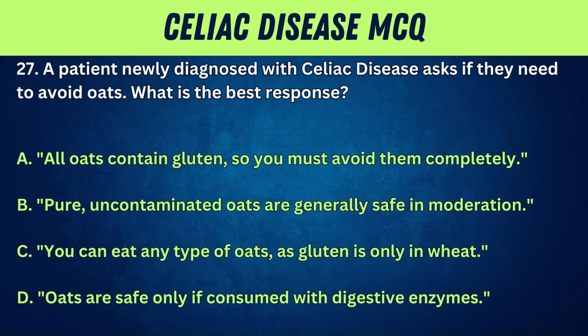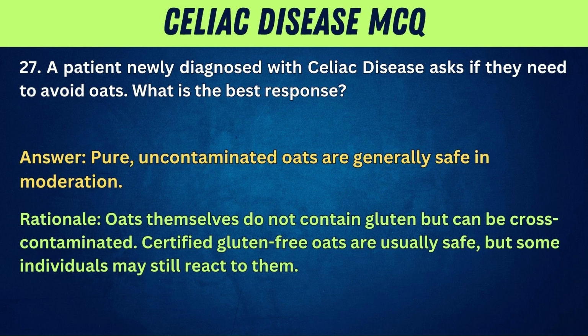27. A patient newly diagnosed with celiac disease asks if they need to avoid oats. What is the best response? A. All oats contain gluten, so you must avoid them completely. B. Pure, uncontaminated oats are generally safe in moderation. C. You can eat any type of oats, as gluten is only in wheat. D. Oats are safe only if consumed with digestive enzymes.